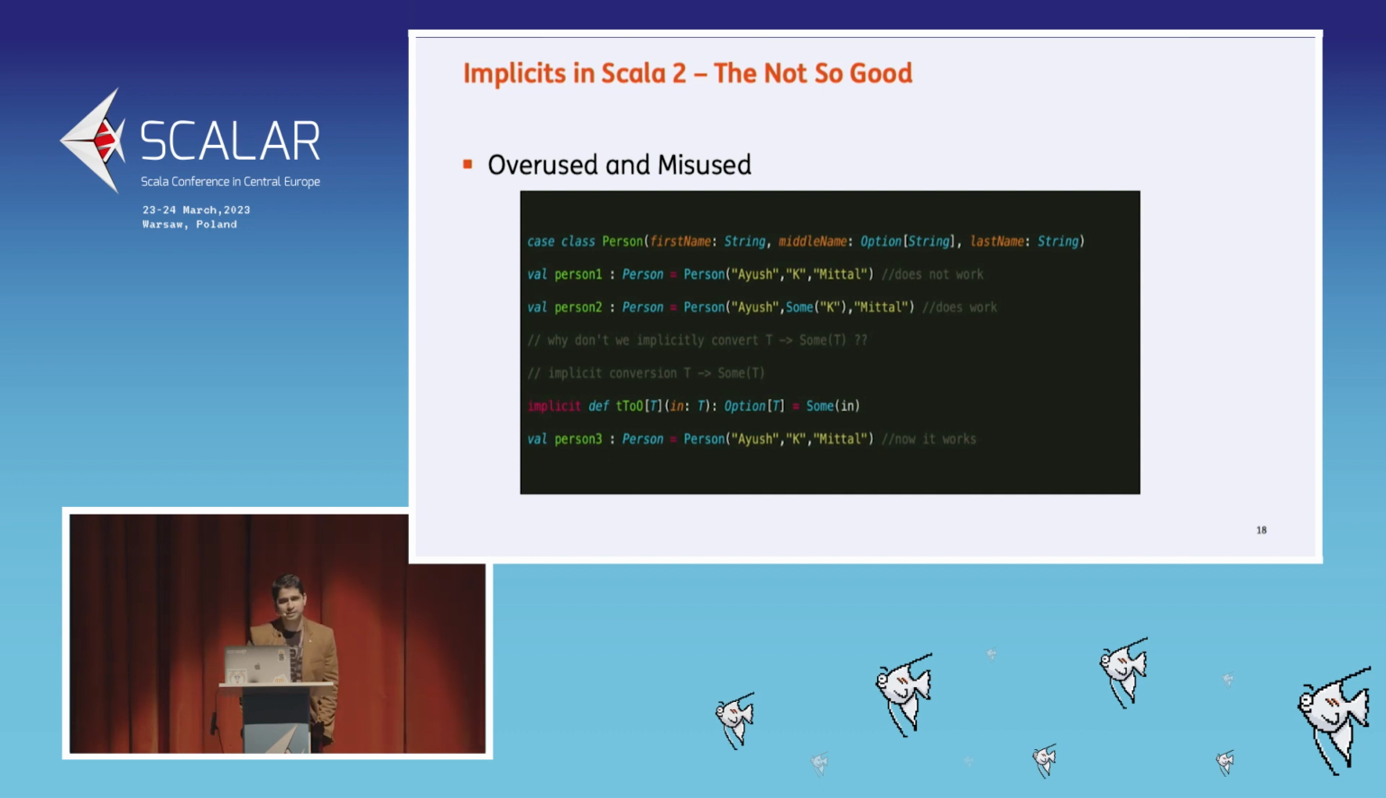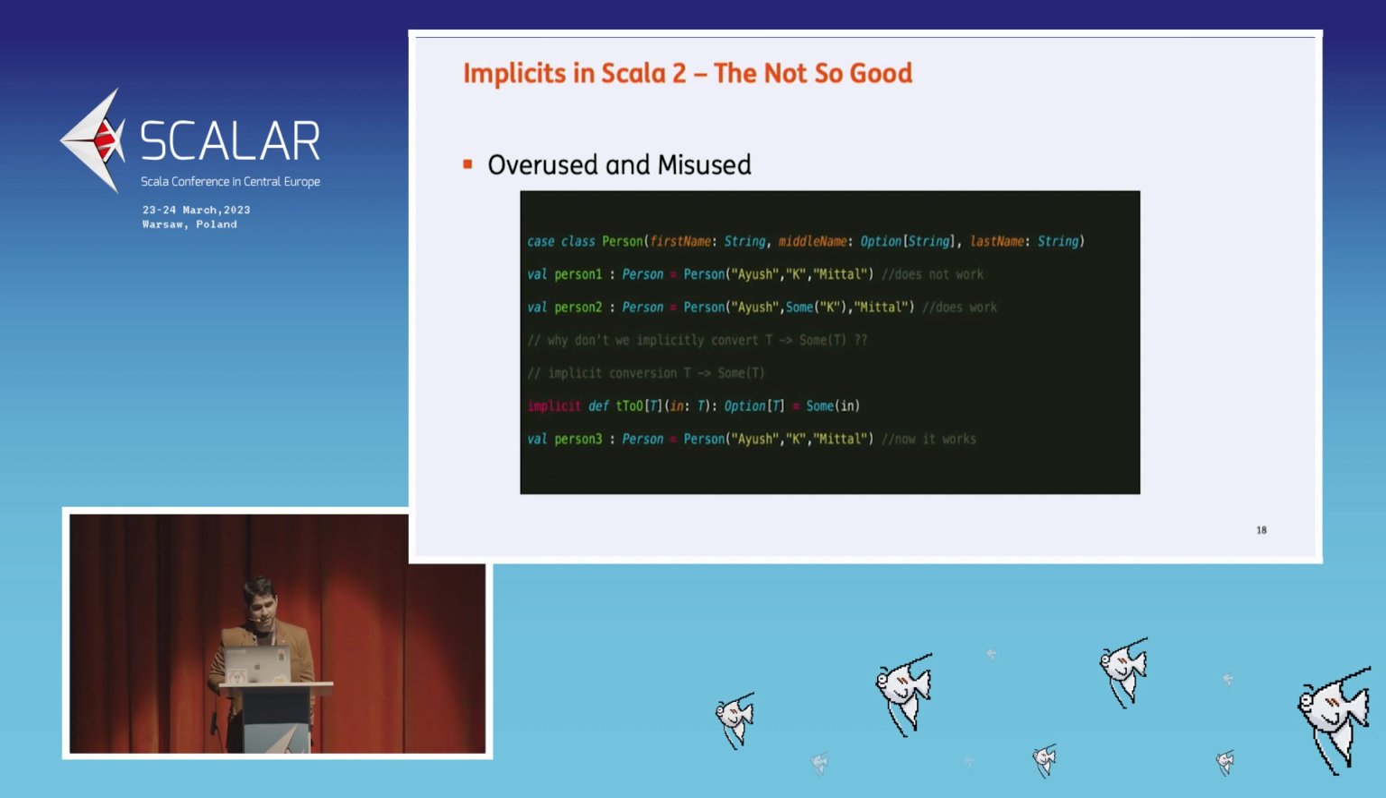And so he knew implicits, so he thought, okay, why don't I write an implicit conversion from a T to an Option of T? Yeah, he did that. It worked, and it does work. But what he didn't think about is that there are so many other bad things that this implicit conversion will bring into the picture.